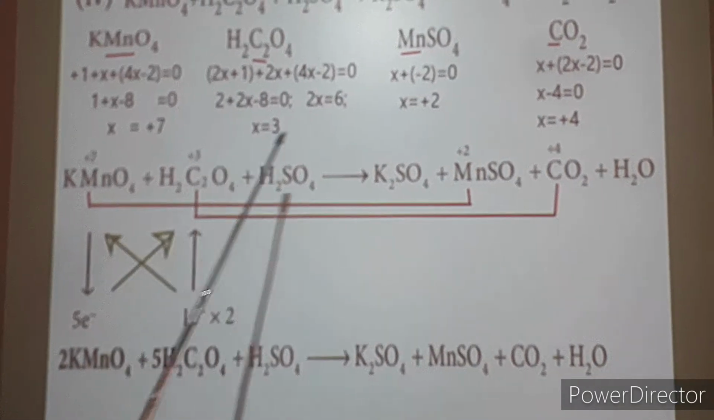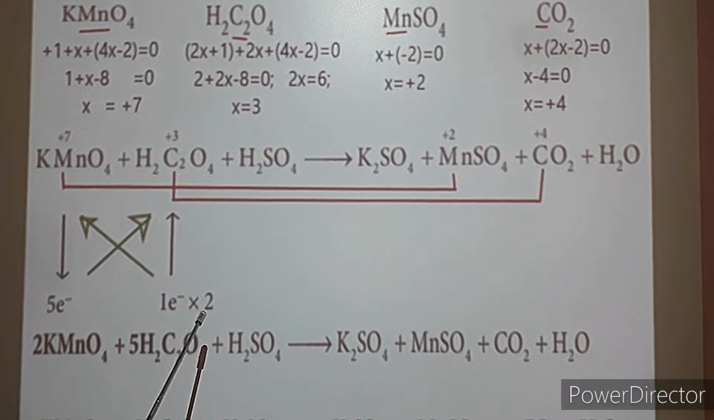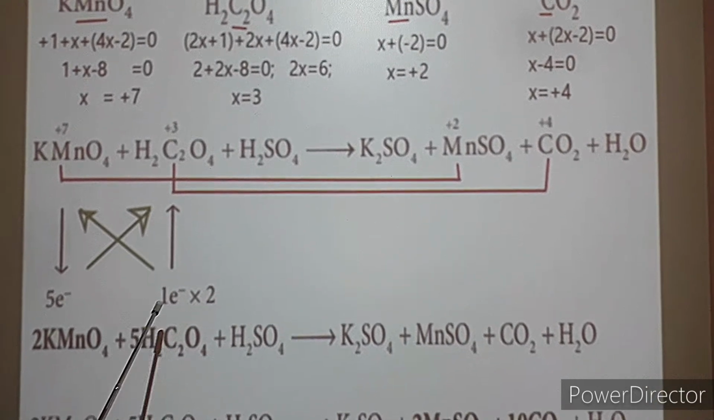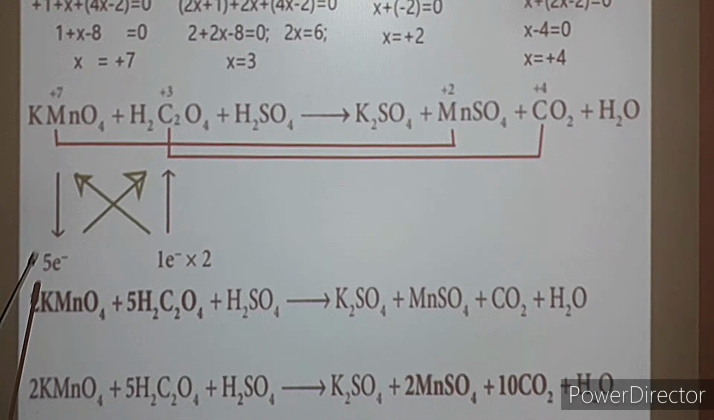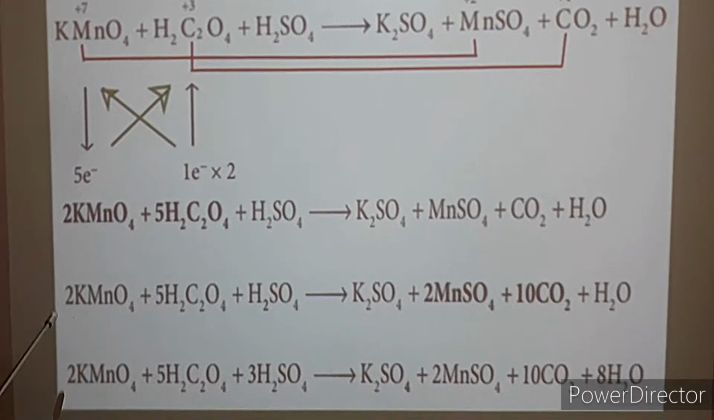And here plus 3 to plus 4. How many carbon is present? 2 carbon, so that multiplies with the 2 carbon. How many electrons gained? Only 1 electron. So that 1 electron into 2. So 2 goes to the KMnO4 and 5 goes to the oxalic acid. Once again we are going to write this equation.